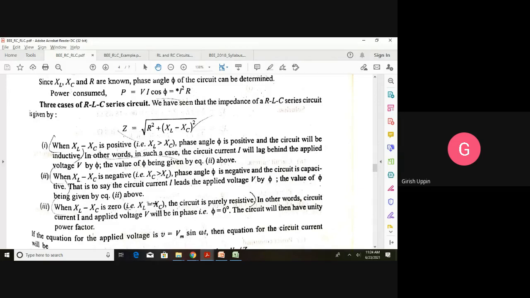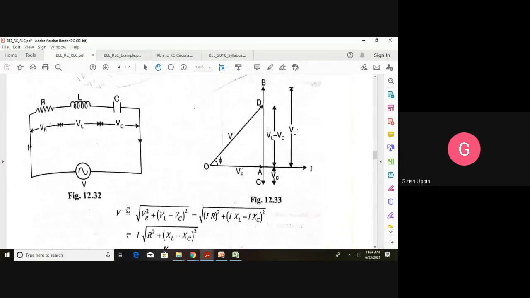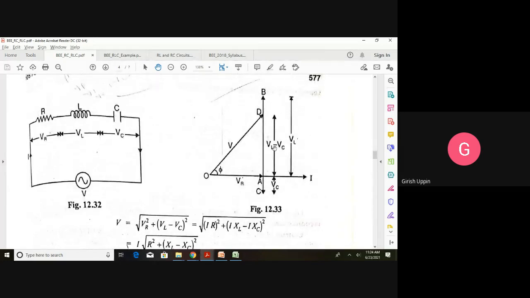Okay, so from the circuit diagram, this is assumed VL is greater than VC. That's why you are seeing the current is lagging the voltage by an angle phi, and phi can be calculated using the formula given below. Tan phi is equal to VL minus VC divided by VR, or XL minus XC divided by R.